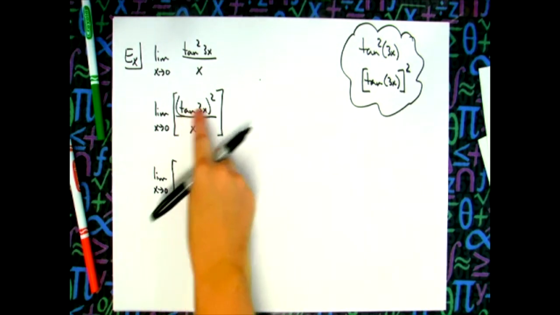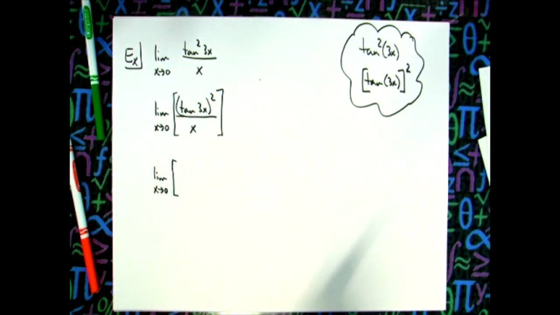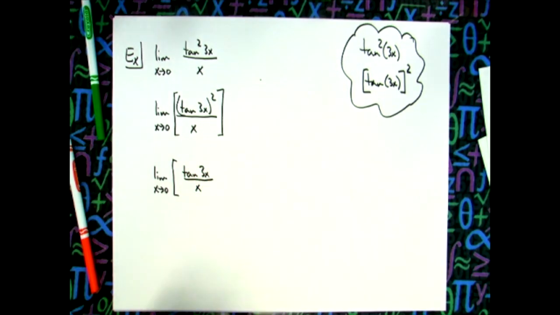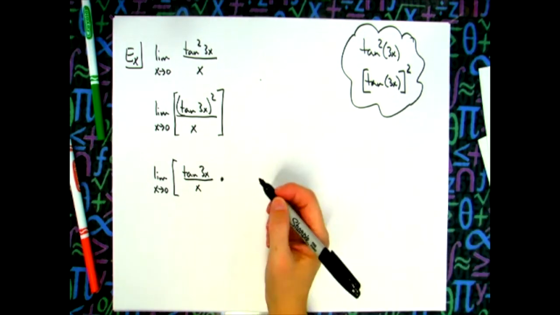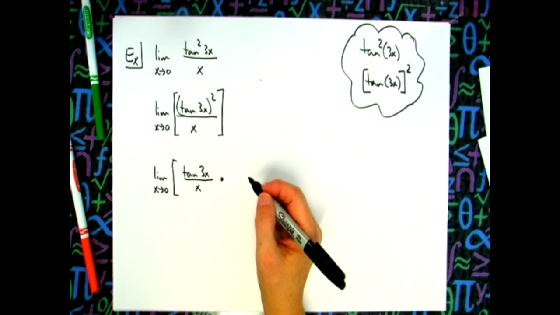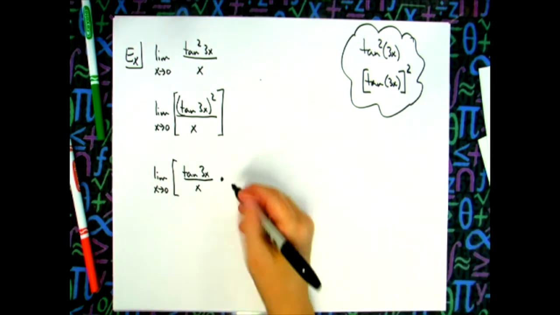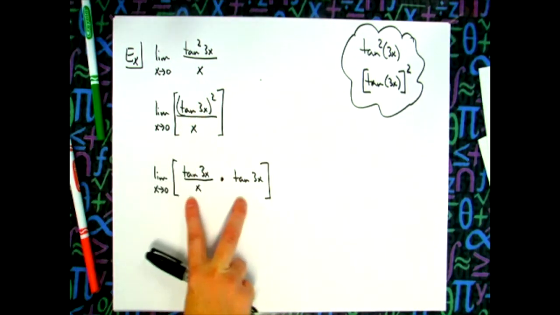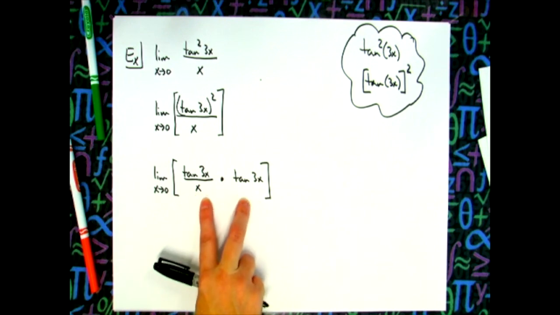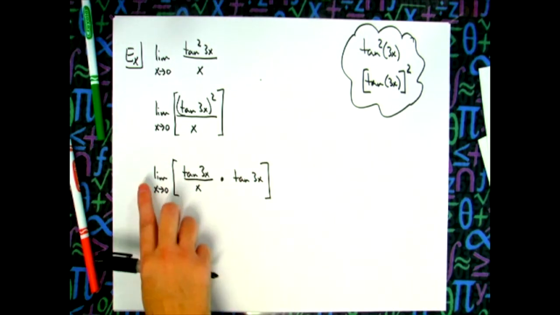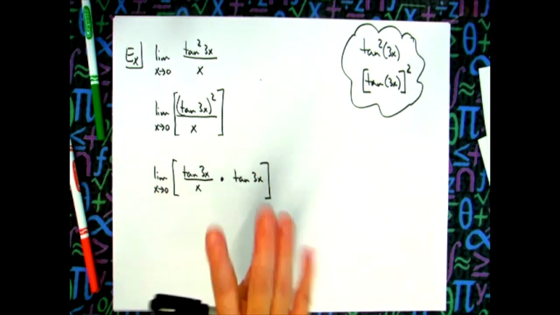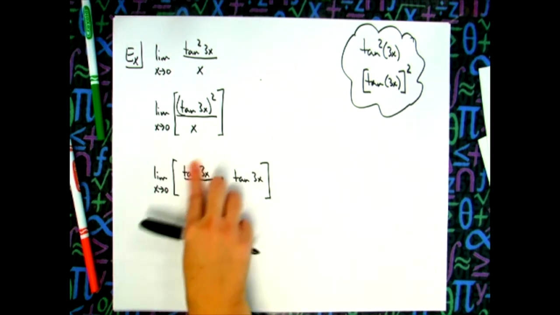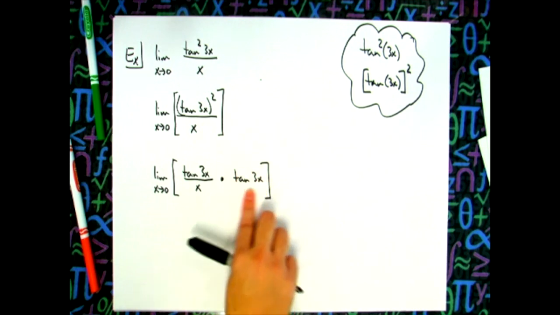Now, there's two of these on top. I'm going to leave one on top, tangent 3x over x. Now, I have another one, but it's not going to be over x. It's just going to be over 1, multiplied by itself, tangent 3x. All I'm doing is rewriting this into two individual limits. If I wanted to put an extra step in, I could say the limit of this times the limit of this, using that property we did the other day, or I can just work on this and take the limit here, and work here and take the limit here.